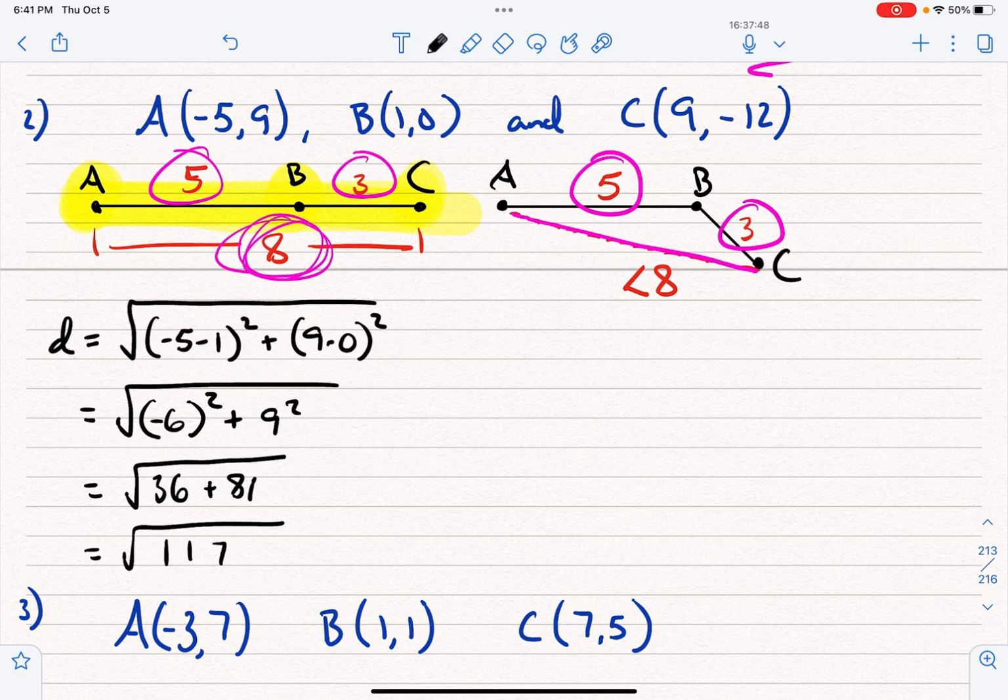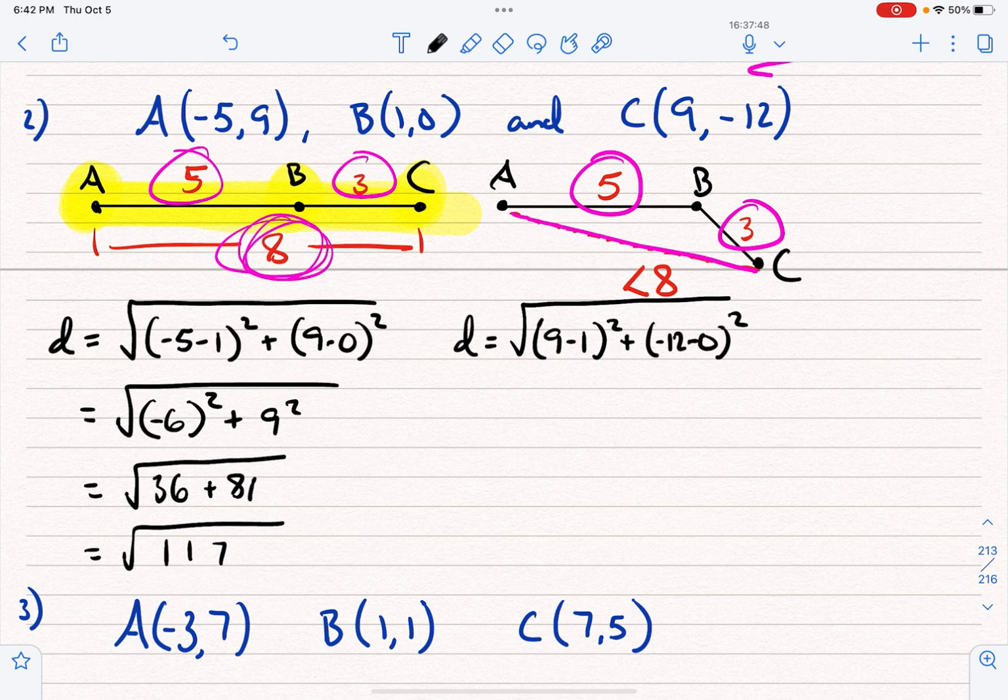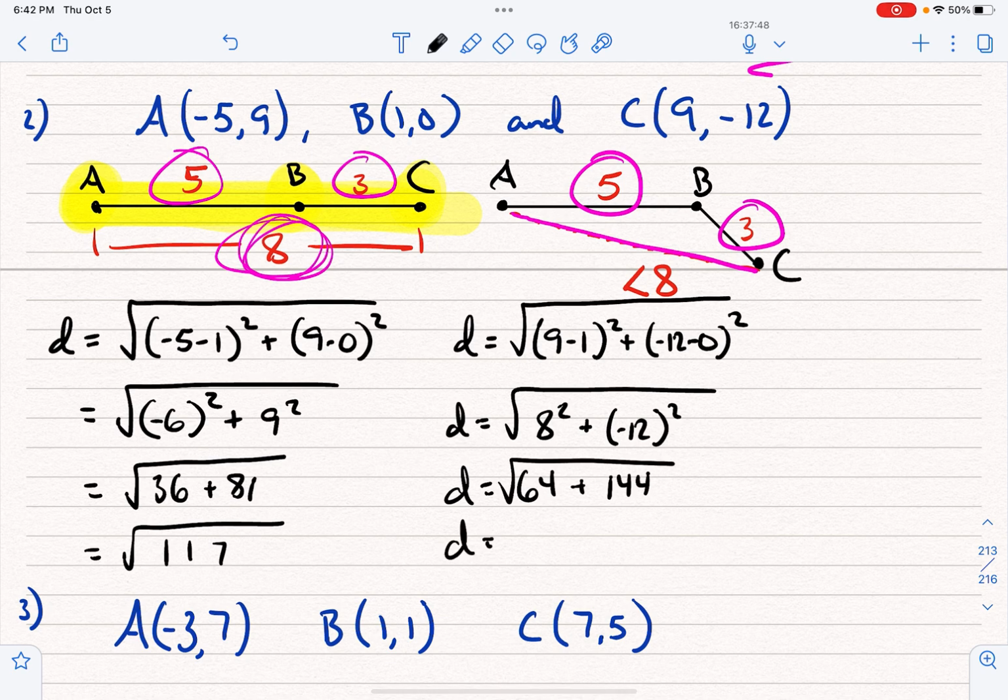Okay, and then let's go to the distance between the second two. Distance between B and C. So you go square root of, let's see here, 9 minus 1 squared plus negative 12 minus 0 squared. And let's see what we get. Square root of 9 minus 1 is 8. Negative 12 minus 0 is negative 12. 8 squared is 64. 12 squared is 144. Can add those two up, and so the distance is equal to the square root of 208. Okay, pretty ugly numbers.